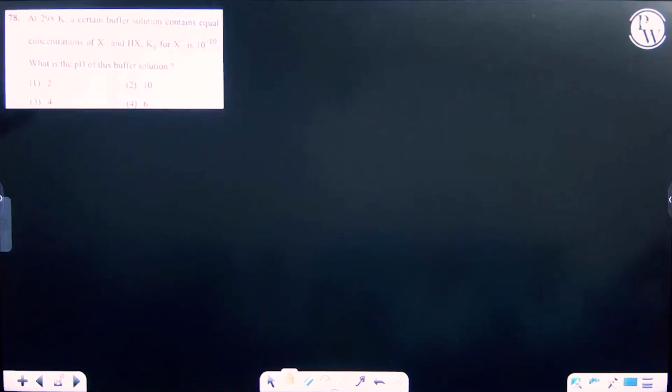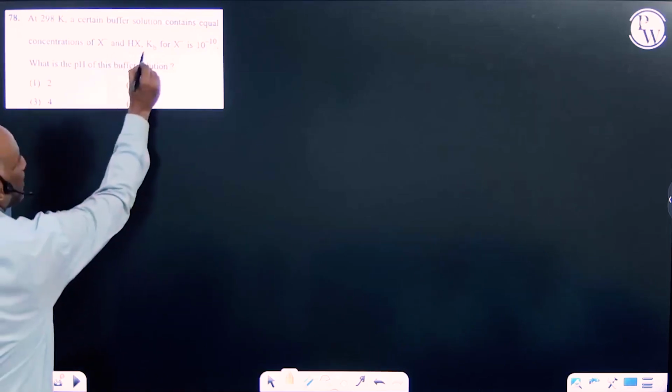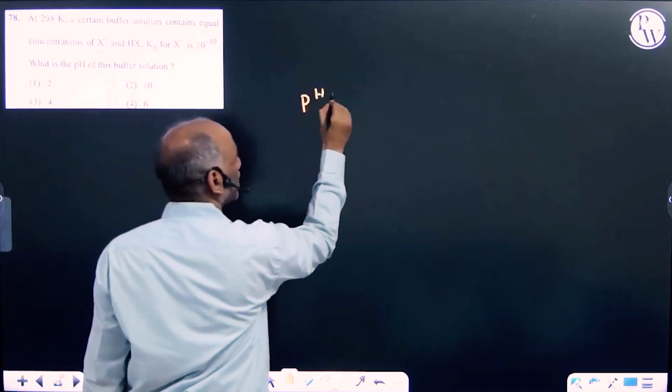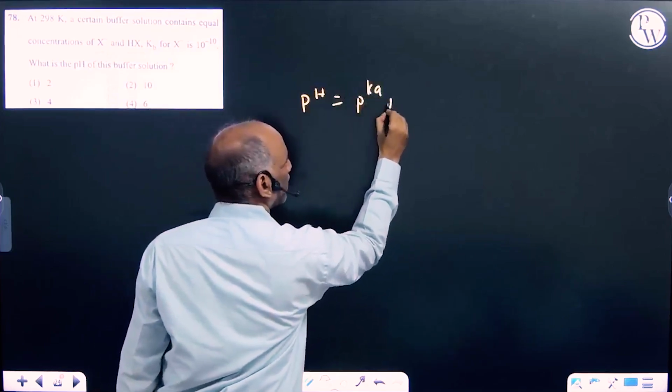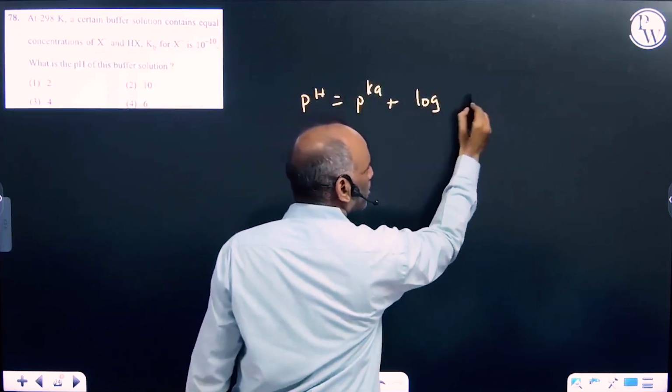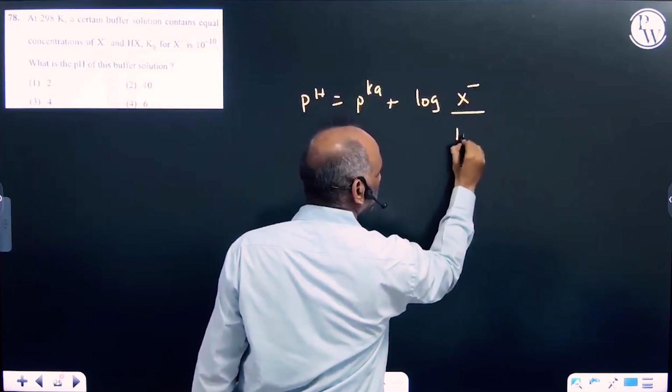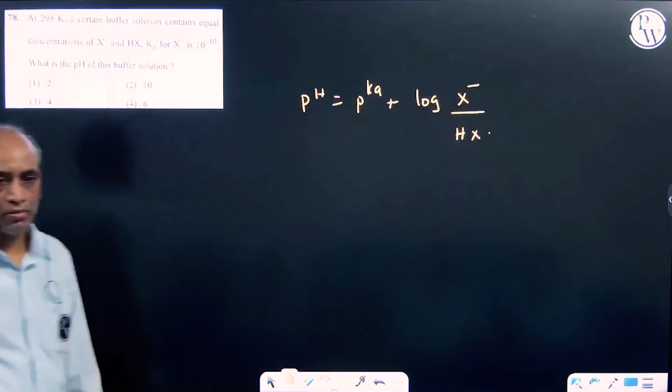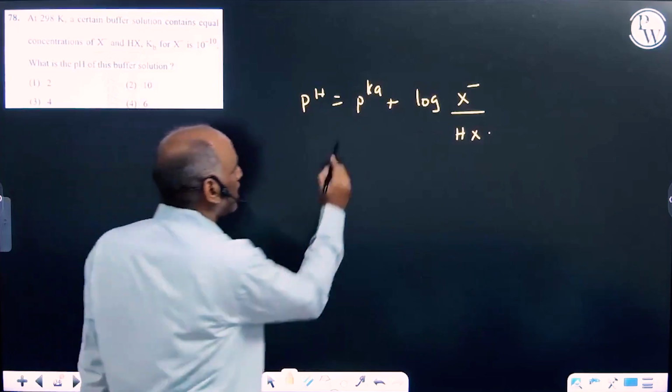At 298 Kelvin, a certain buffer solution contains equal concentrations of X minus and HX. That means a weak acid and its conjugate are there, and hence it is a question based on the Henderson equation. You will write pH as pKa of that acid plus log of salt, that is, conjugate base by acid HX. Remember, this is a trap.